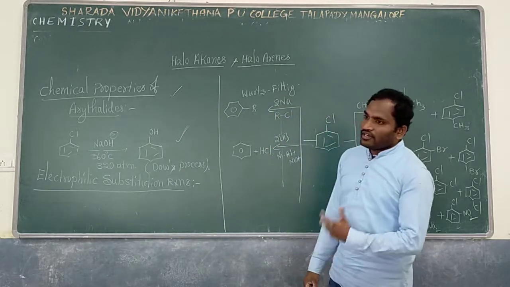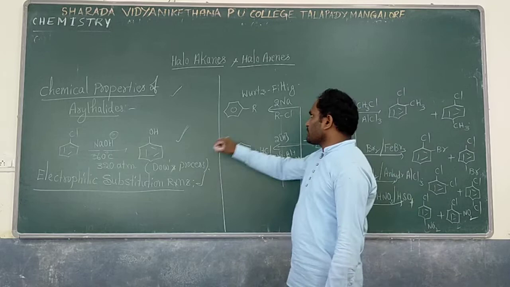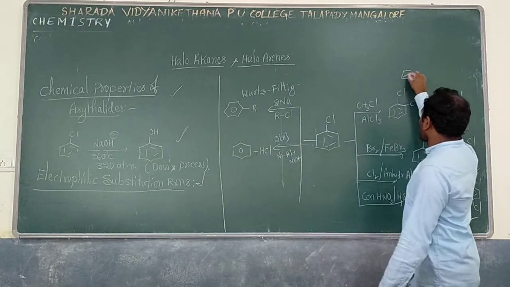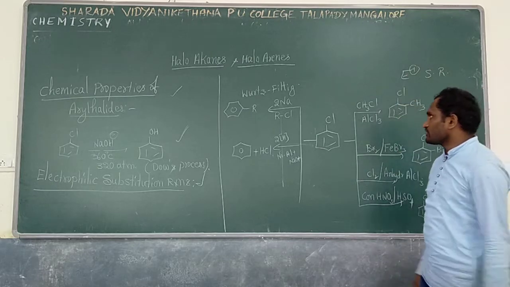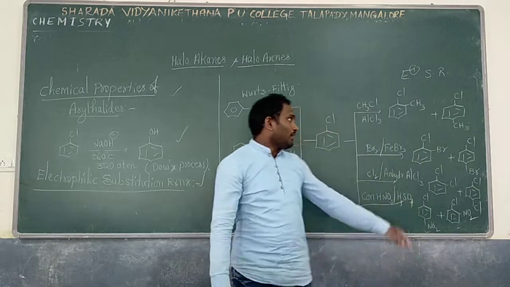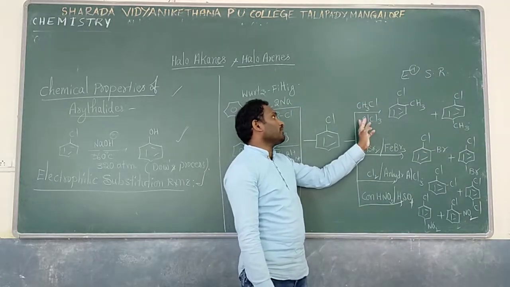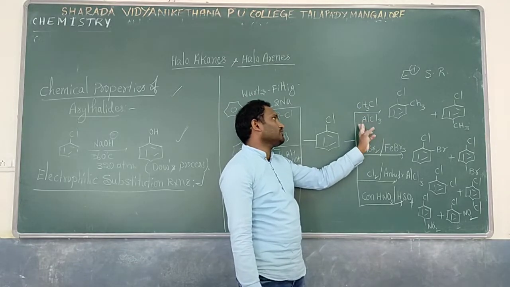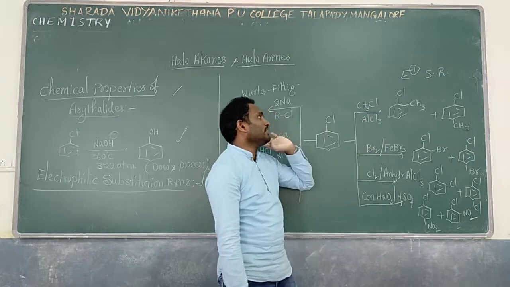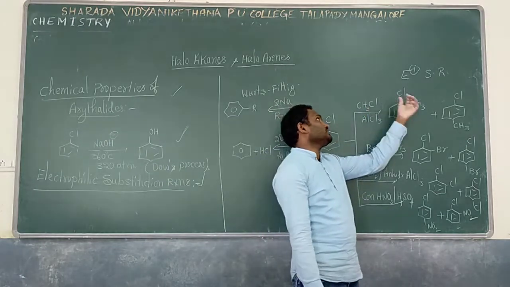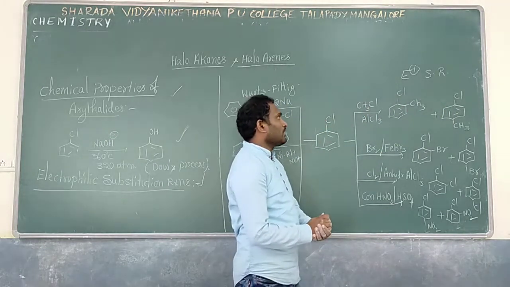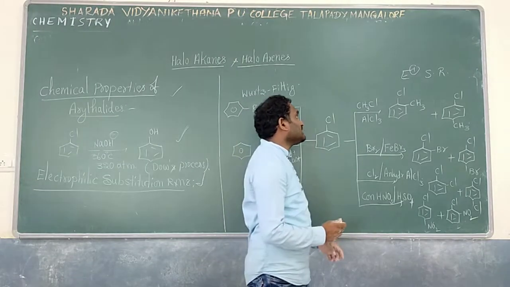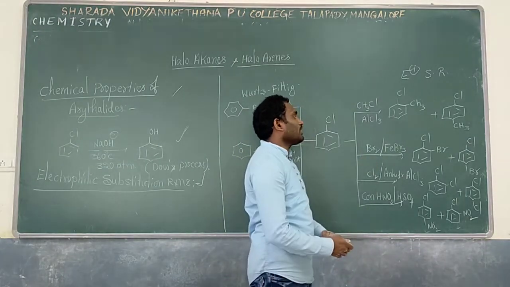Most aromatic compounds undergo electrophilic substitution reactions. These are electrophilic substitution reactions. Here, what happens, you see? Alkyl halide in the presence of anhydrous AlCl3 gives ortho and para alkyl aryl compounds. This is called Friedel-Crafts alkylation.